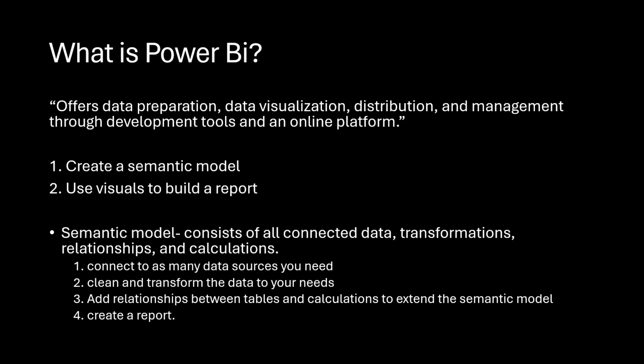And the first step in doing this is to first create a semantic model, and then two, use visuals to build a report. And a semantic model consists of all connected data, transformations, relationships, and calculations. And to create one, you first need to, one, connect to as many data sources as you need. Two, clean and transform the data to your needs. Three, add relationships between tables and calculations to extend that semantic model. And four, create the actual report.